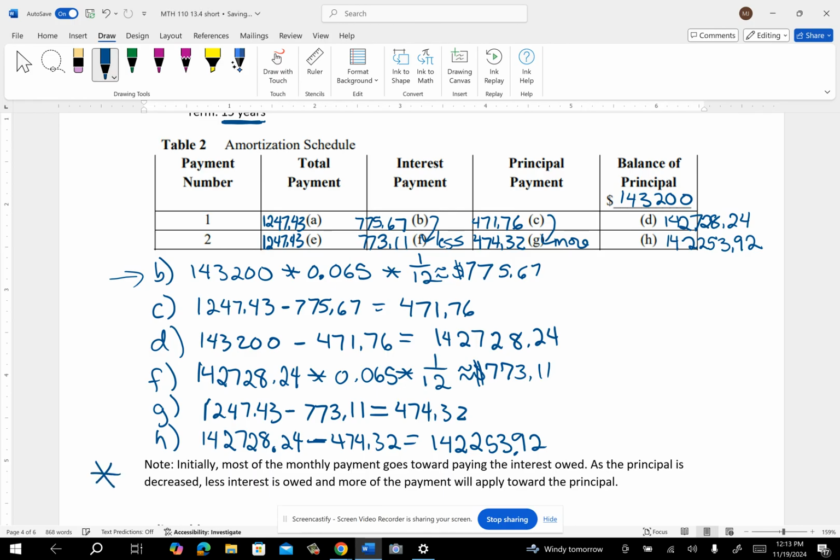So even though you're not being asked to do an amortization schedule, I want you to understand that most of that monthly payment at the start is going to go towards paying the interest that you owe the bank. Then as the principal amount decreases, you'll owe less and less interest, and more of the payment will go towards paying off that principal. But early in a loan, most of your monthly payment goes to paying off the interest. Very little of it is going to pay down the principal that you owe.